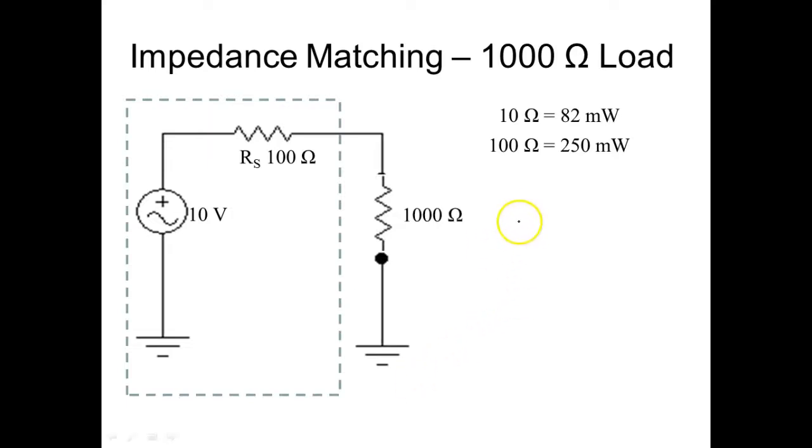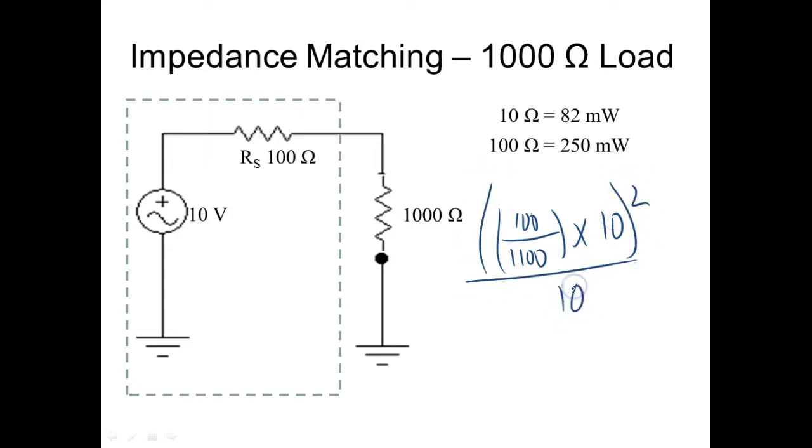Now we're going to put the 1000 ohm in there. So here I would say my voltage drop is going to be equal to 100 over 1100, and then I'm going to multiply that times 10, and then square that answer, and divide that by 10. So we can do that whole thing right down the straight line, right? And it should come up to be about 82 milli again.